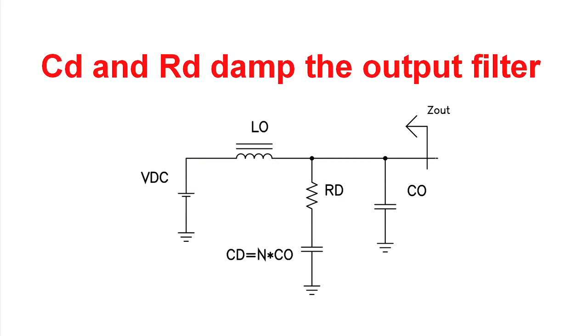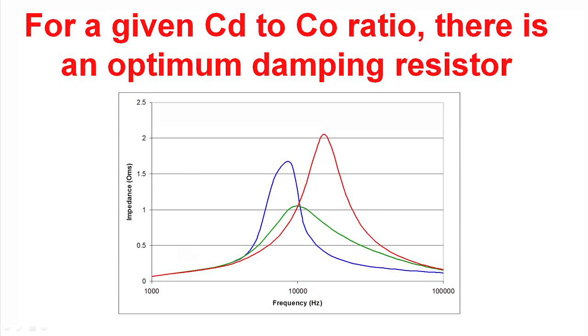So here's a schematic of a simple way to damp an input filter. Here we have our input source, with inductance between the source and the power supply. We have our filter capacitor here, and then we've inserted in parallel with it a damping resistor and then a damping capacitor. We've set the value of the damping capacitor equal to N times the filter capacitor. That'll help us normalize the circuit so we can develop a general case formula. The interesting thing is that there's an optimum value of the damping resistor once you've chosen the damping capacitor.